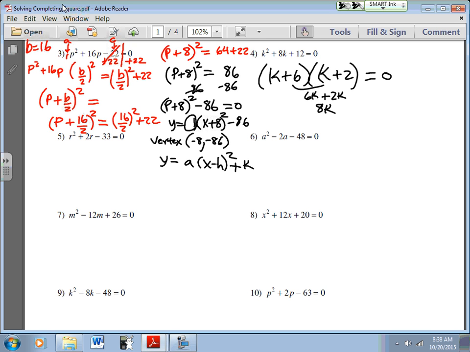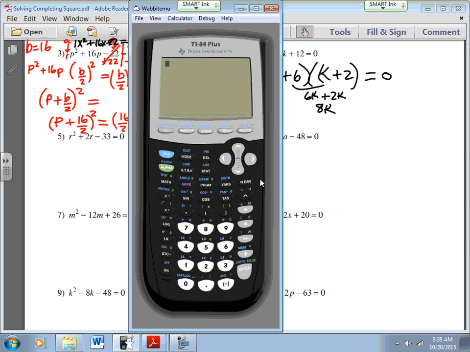I want you guys to type this equation into your graphing calculator. But instead of p's, we're going to write 1x squared plus 16x minus 22 is equal to y. Go ahead and type that into your graphing calculator, and we'll check out what that looks like. So go ahead and hit y equals, and let's clear that. 1x squared, get out of the square, so plus 16x minus 22. Go ahead and hit the graph of that.